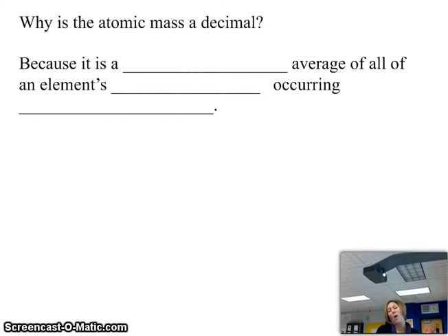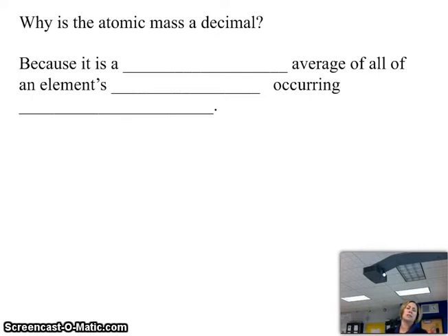And we're going to talk about why on earth the atomic mass that's reported in the reference tables is actually a decimal number. Because it really doesn't make sense. If you think of a proton as a mass of 1 and a neutron as a mass of 1, when you put those together to get the mass of the atom, it should be a whole number. And yet it's not in our reference table. So the question is why?